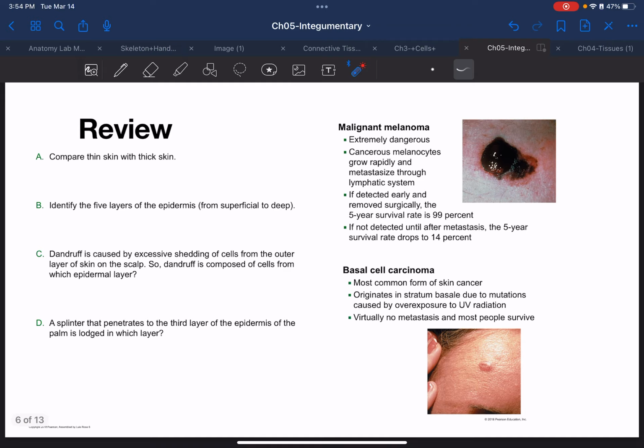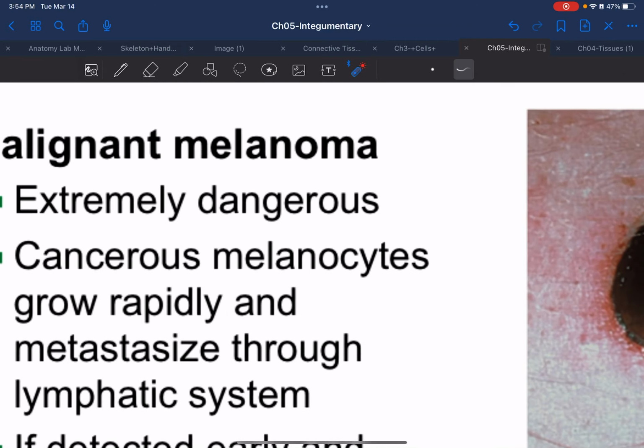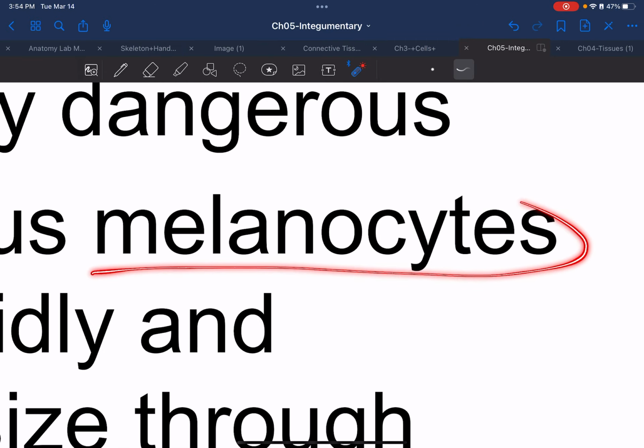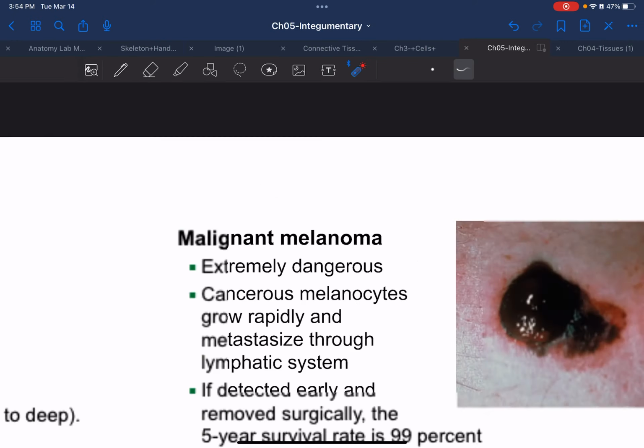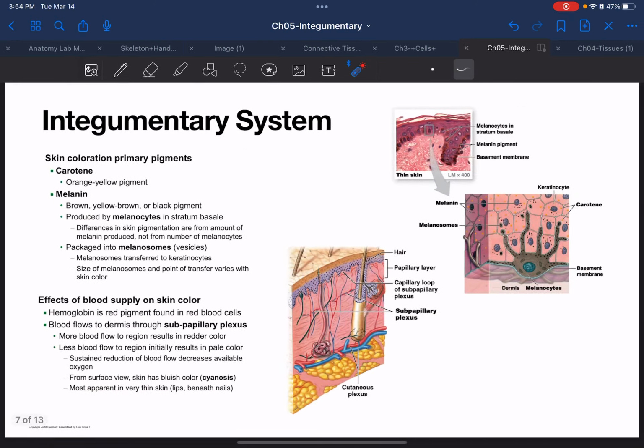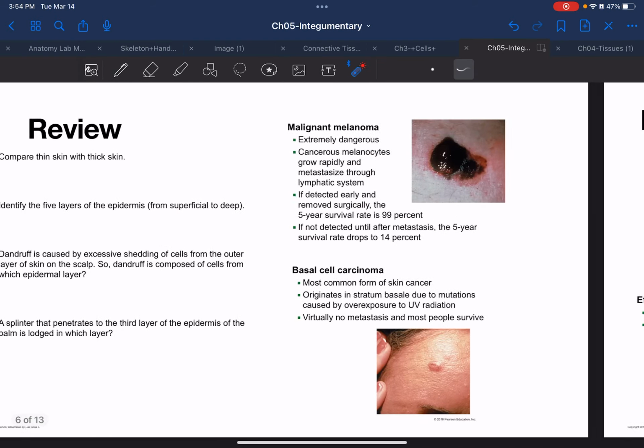Oh, I thought it was on this page, but it's this one right here. Melanocytes like this. Melanocytes. Yes, and we'll see a picture of them right now, where they're at.